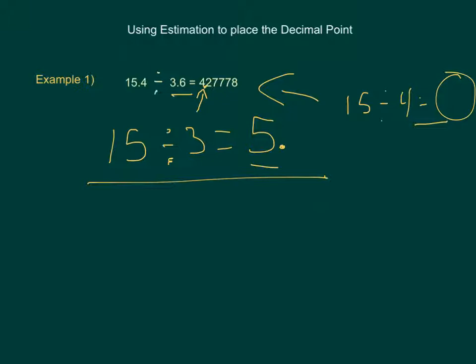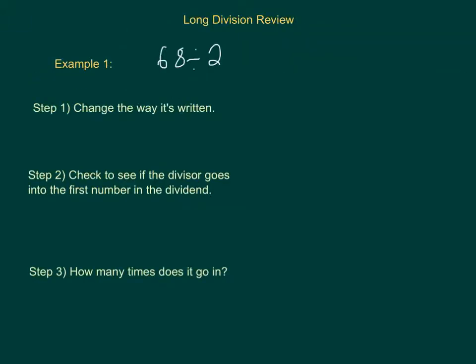So now let's move on, because this isn't what we're going to spend a lot of time on in this lesson. Before we get into actually using decimals, I just want to briefly review what long division is, because you might have forgotten over the summertime. If we're looking at our question here, 68 divided by 2, we need to change the way that it's written because we know that 2 is our divisor and 68 is our dividend. So we write 2 going into 68. Now 2 is my divisor and 68 is my dividend.